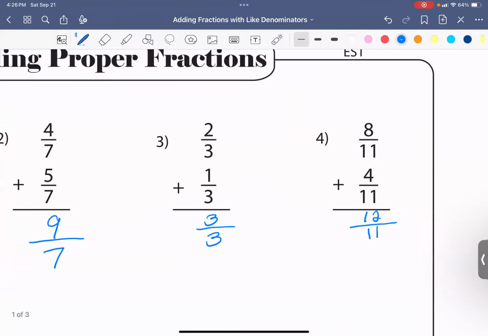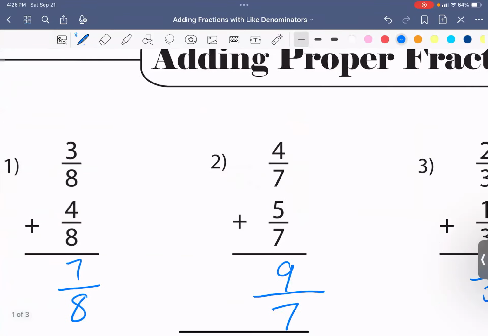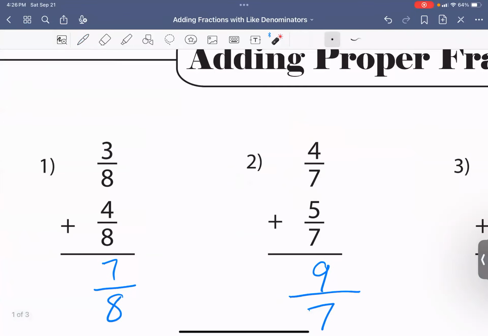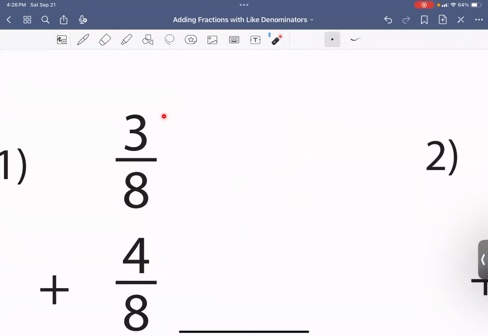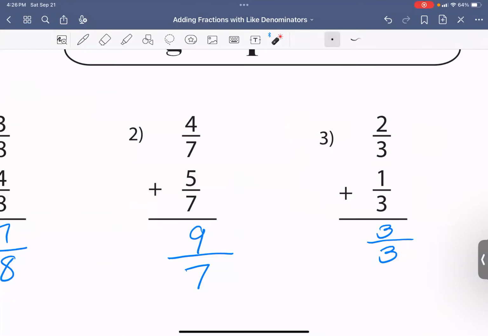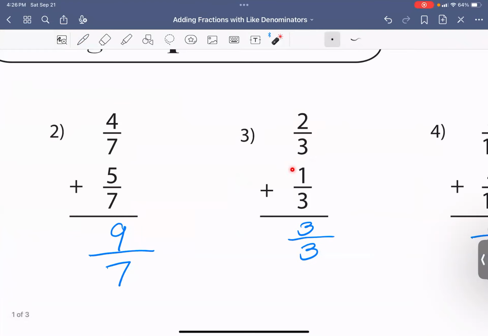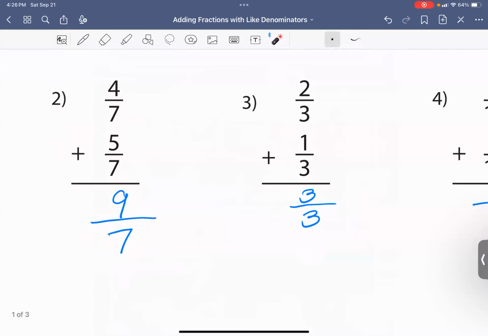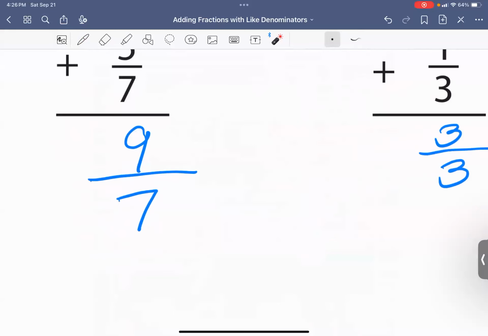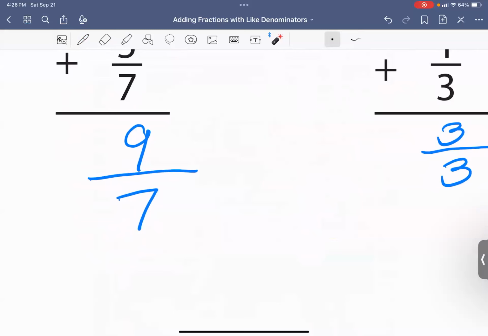Now, all of the fractions that we added were proper fractions. A proper fraction means the numerator is smaller than the denominator in all of them. However, sometimes our answer will not be a proper fraction. We may get a number like this, 9/7. That's called an improper fraction. So when we get an improper fraction, we have to simplify it.